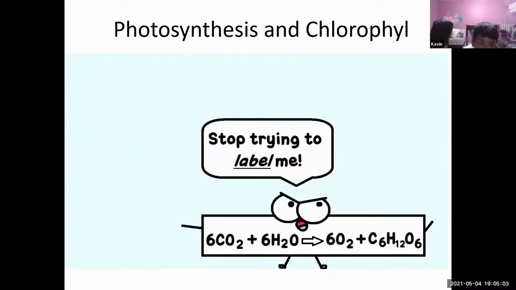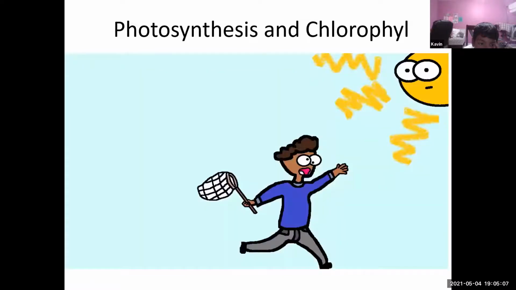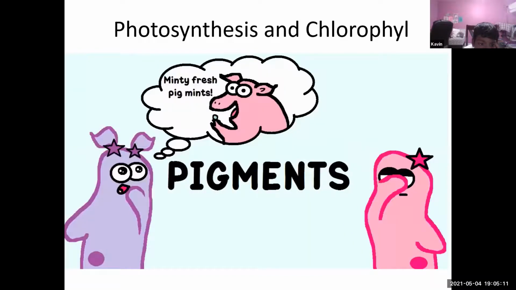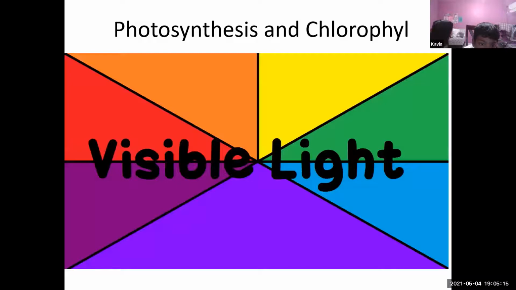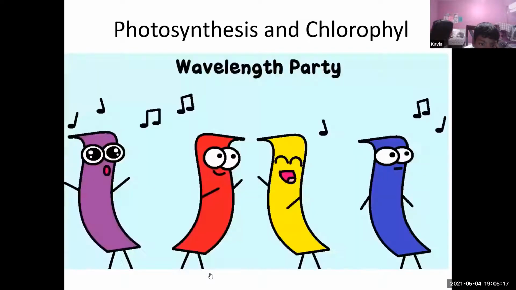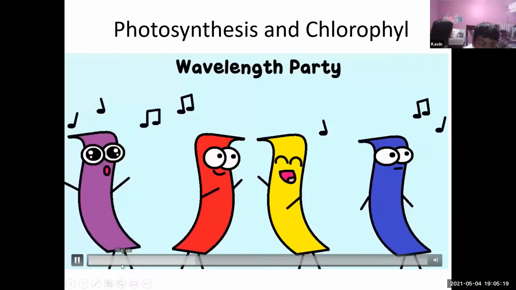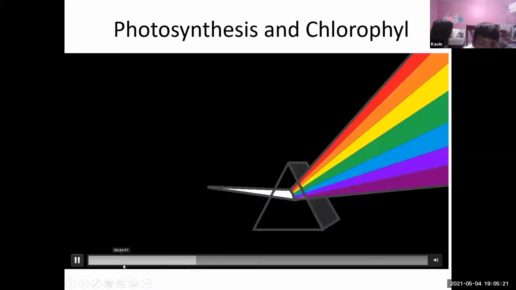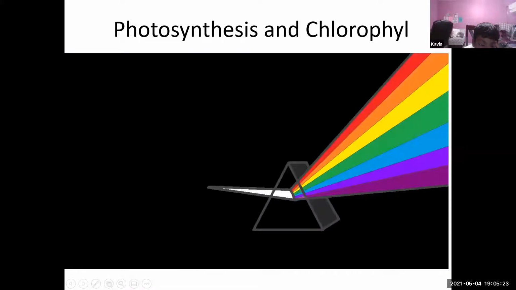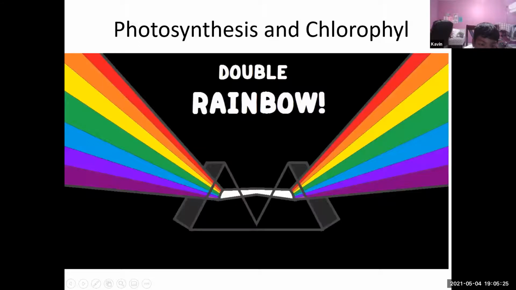Now, photosynthesis, it's not just a formula. Have you ever tried to capture light before? It's hard. Plants have light-capturing molecules called pigments that help them do this. See, visible light, it has different wavelengths. Different wavelengths of light have different colors. If you have ever played with a prism before, you may have been able to see how light can be divided up into a rainbow of colors due to these different wavelengths.